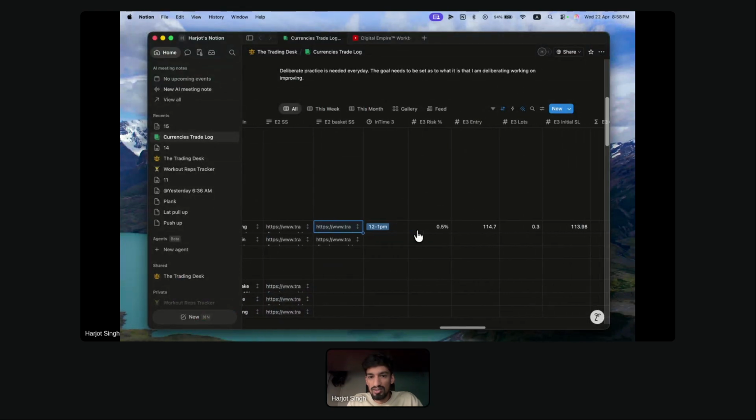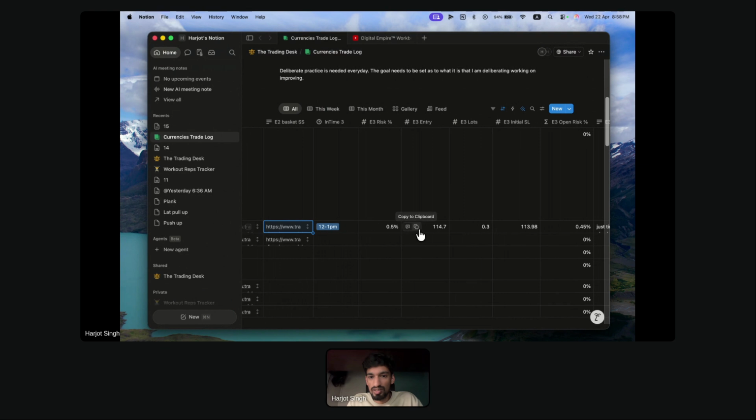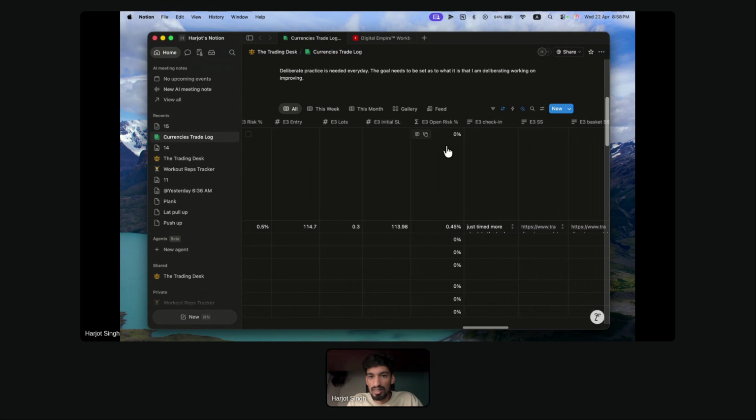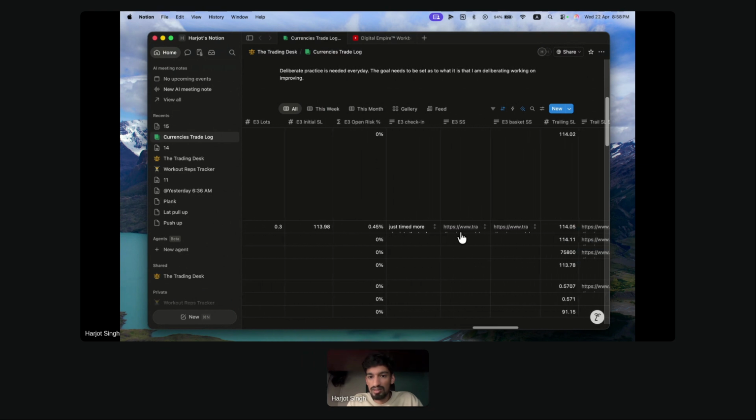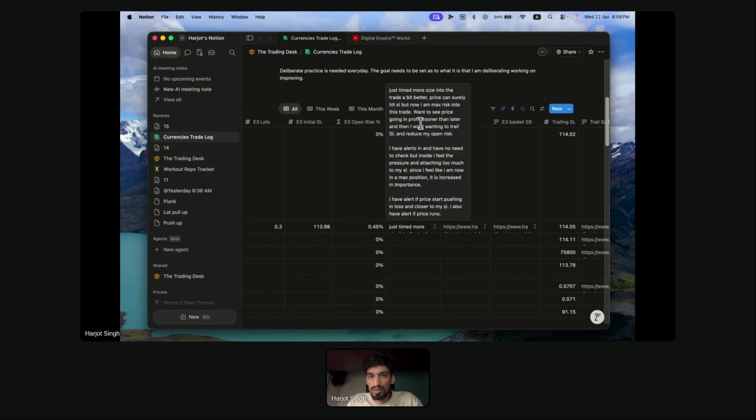Then I take a third entry, 0.5% on the third one. Let's see what I was thinking here. I timed more size into the trade a bit better. Price can surely hit SL, but now I am max risk into this trade. I want to see price going in profit sooner rather than later, and then trail SL and reduce my open risk.